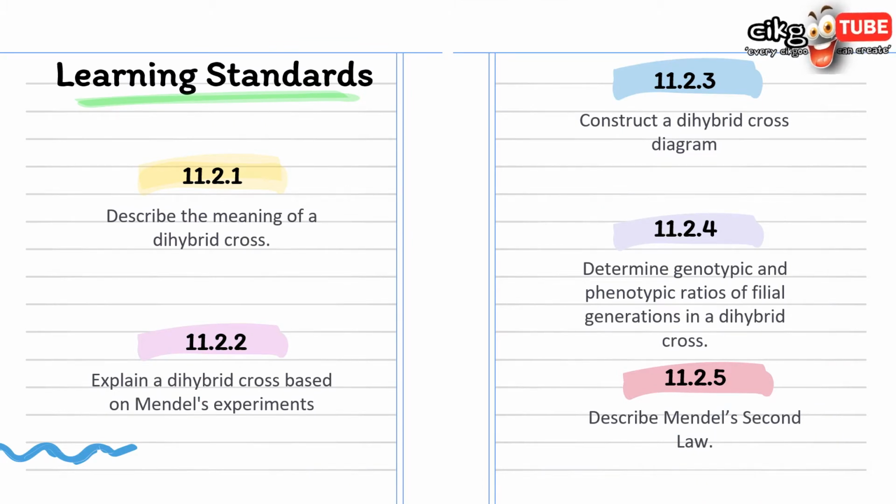As usual, before we go through the lesson, let's look at the learning standards so that you know what you're going to learn in this lesson. And usually the questions are always around the learning standards. Firstly, you must be able to describe the meaning of a dihybrid cross and explain a dihybrid cross based on Mendel's experiments, still using the P plan. Then you should be able to construct a dihybrid cross diagram, the same as what you did in monohybrid. And then you are going to determine the genotypic and phenotypic ratio of the filial generation, the F1 and F2 generation, in a dihybrid cross. And you are supposed to be able to describe Mendel's second law.